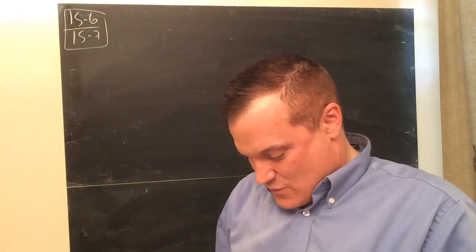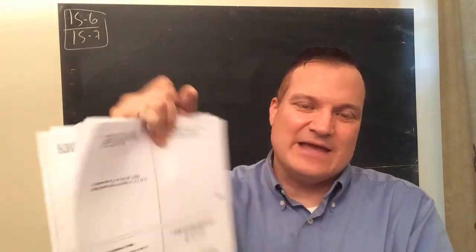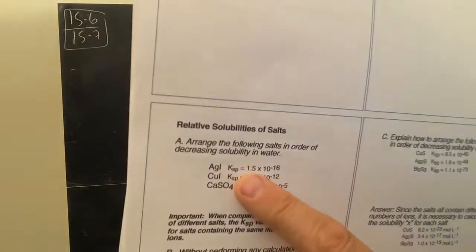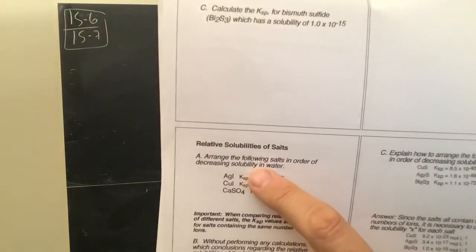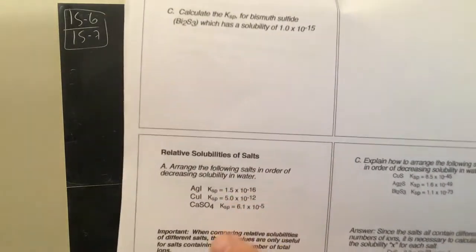And if you notice, after A, B, C, D, there's a part that says relative solubilities of salts. This is something that is not really brought up on the AP very much. But I'll just tell you this one little rule. It says on letter A, arrange the following in order of decreasing solubility in water. They give you 3 Ksp values.